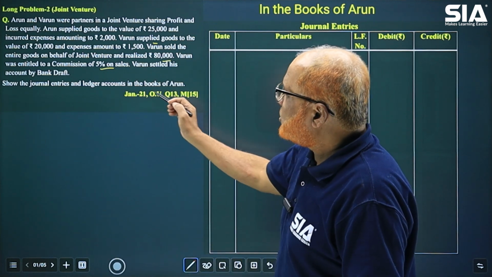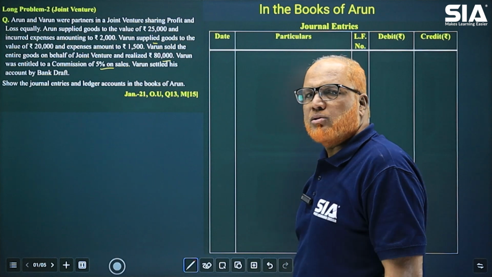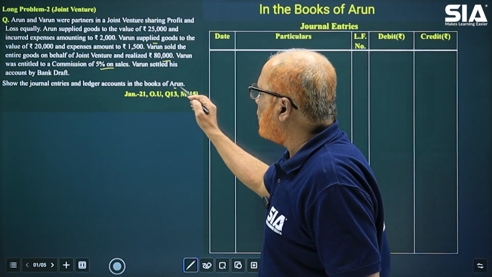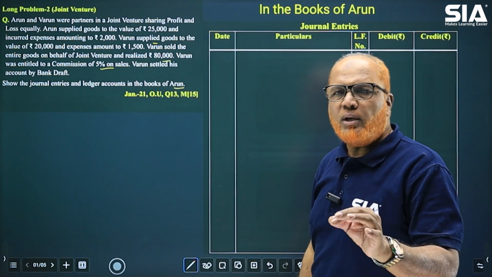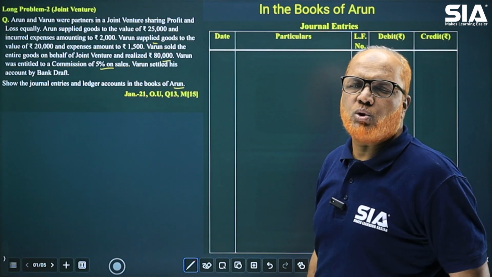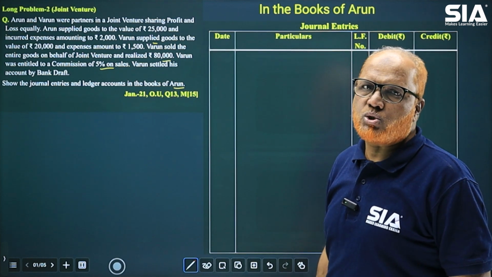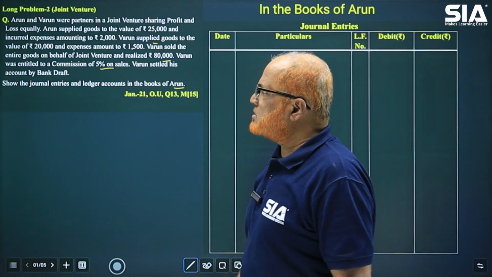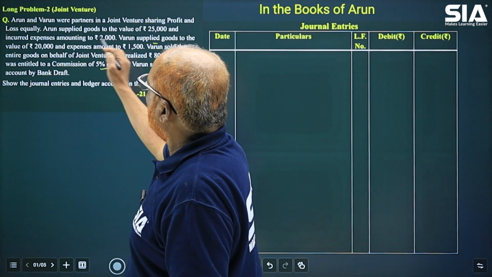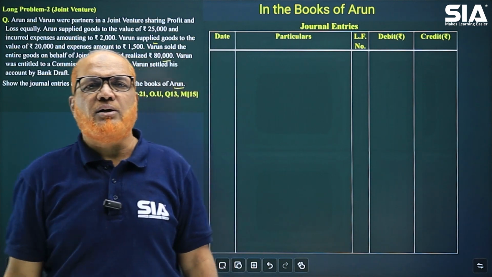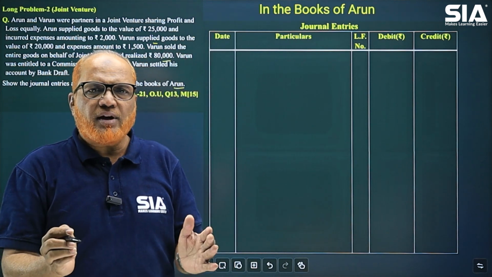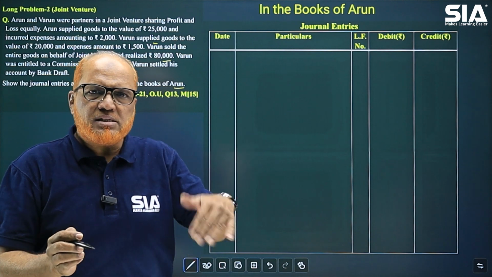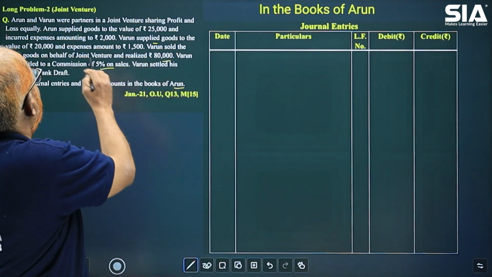Now, show the journal entries and ledger accounts in the books of Arun. Only in the books of Arun we have to show what journal entries are to be passed. Come on, we'll start with journal entries. First of all, Arun supplied goods to the value of 25,000. The books of accounts are Arun's only.